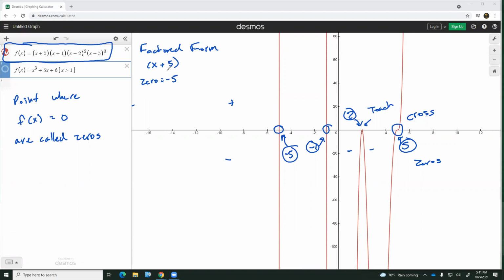Yeah, you change it. More probably, what happens if I put -5 in there? It makes 0. That's why it's called a 0. Does that make sense? So you see that this factor x plus 5 has to do with this 0, -5. Does that make sense? This factor x plus 1, the next one, has to do with this 0, negative 1. The next factor we have is x minus 2 squared, which is this one.